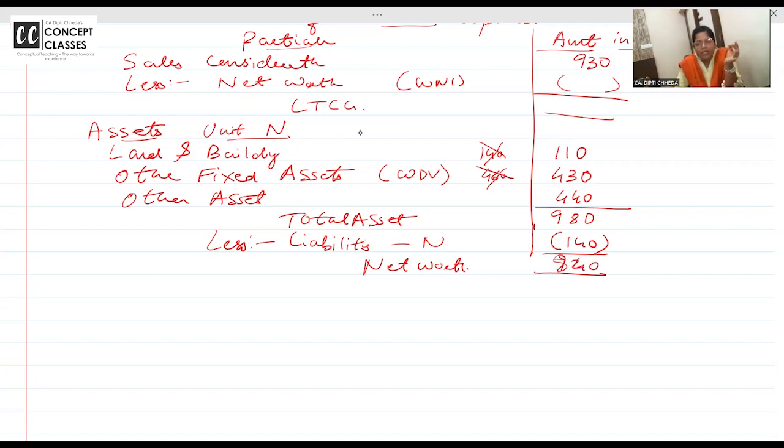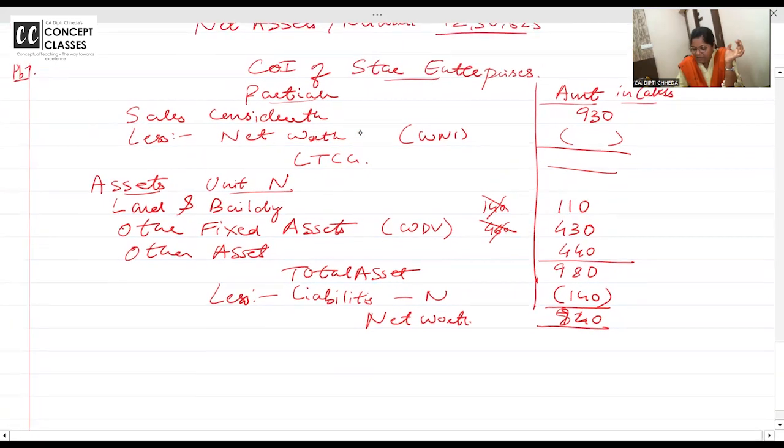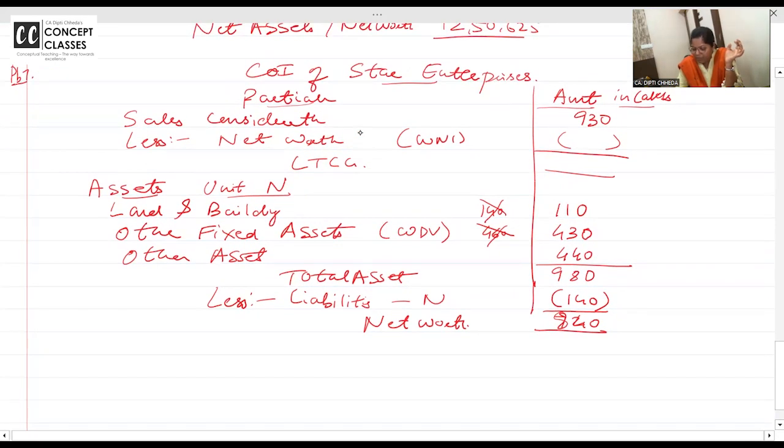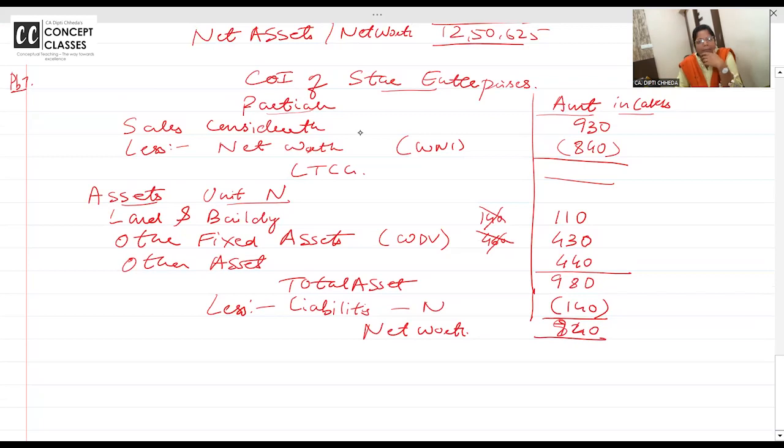Land and building not at book value but at the original value. In the books it is the revalued figure. Other assets 460 is their book value. We need WDV 430. Other assets 440. Total assets you got minus liabilities you got. Net worth is 840. How much is the long-term capital gain? Long-term capital gain, how much is it coming? 90 lakhs. Finished. The 8 marks problem is over.